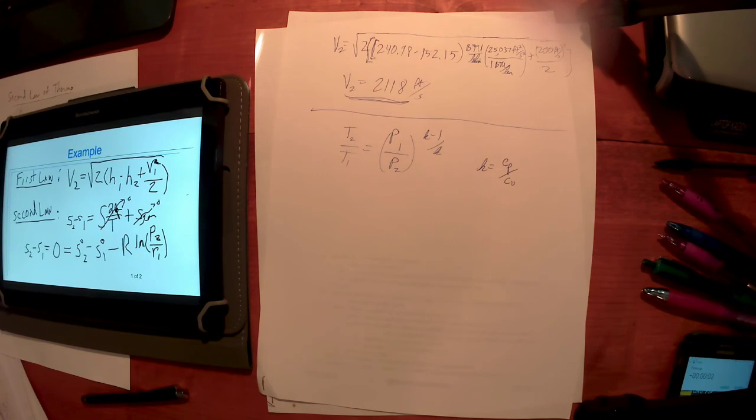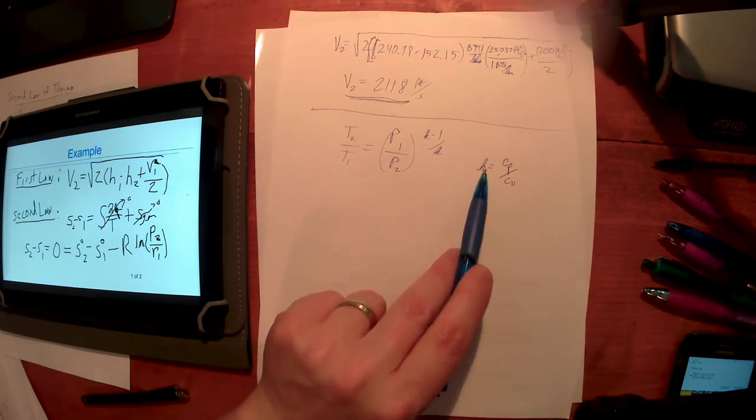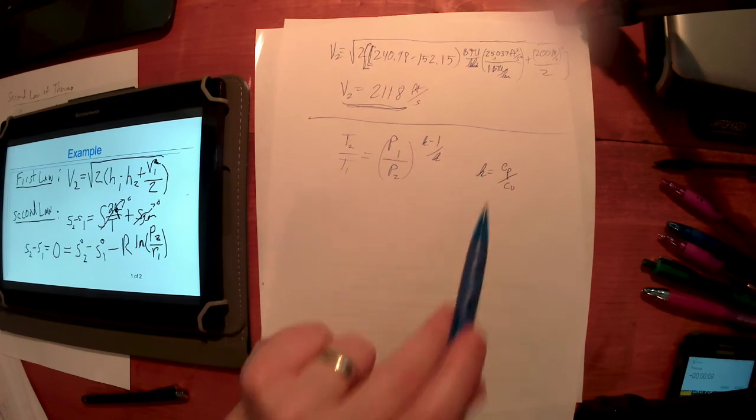Now I'm out of time. You can do this, but you got to guess and check because you need a K average. You don't know T2, so you got to guess and check a K average.